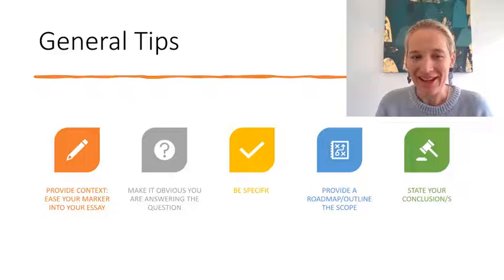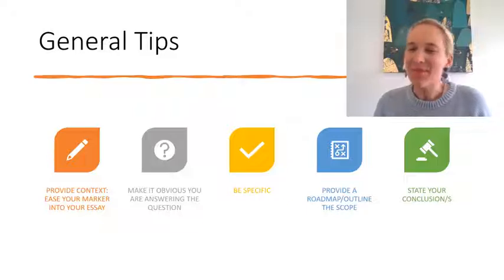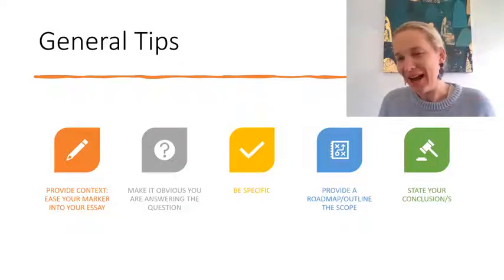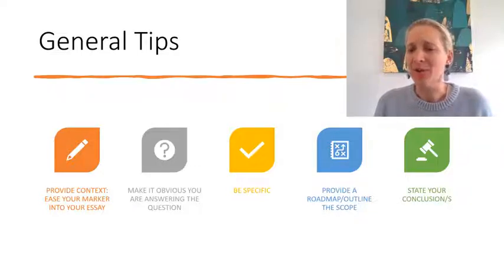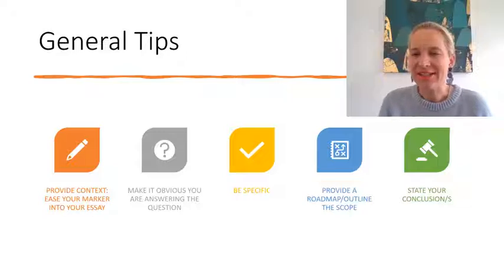So the first tip is that it's good to provide context and ease your marker into your paper. And what I mean by that is at the start of your paper, say the first 1 to 3 sentences, you might like to provide some contextual information, some background information that sets the scene for the arguments to come.